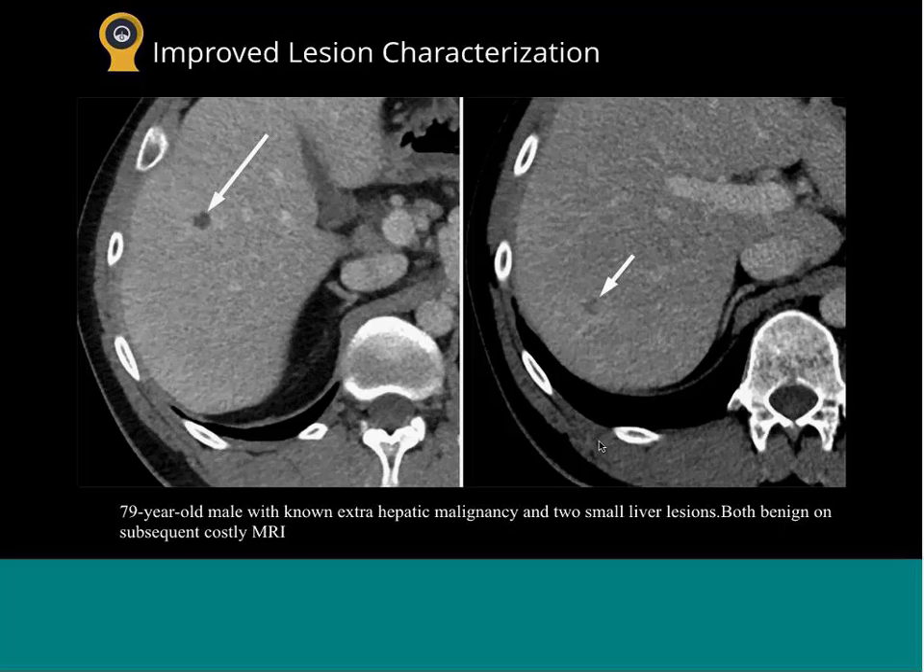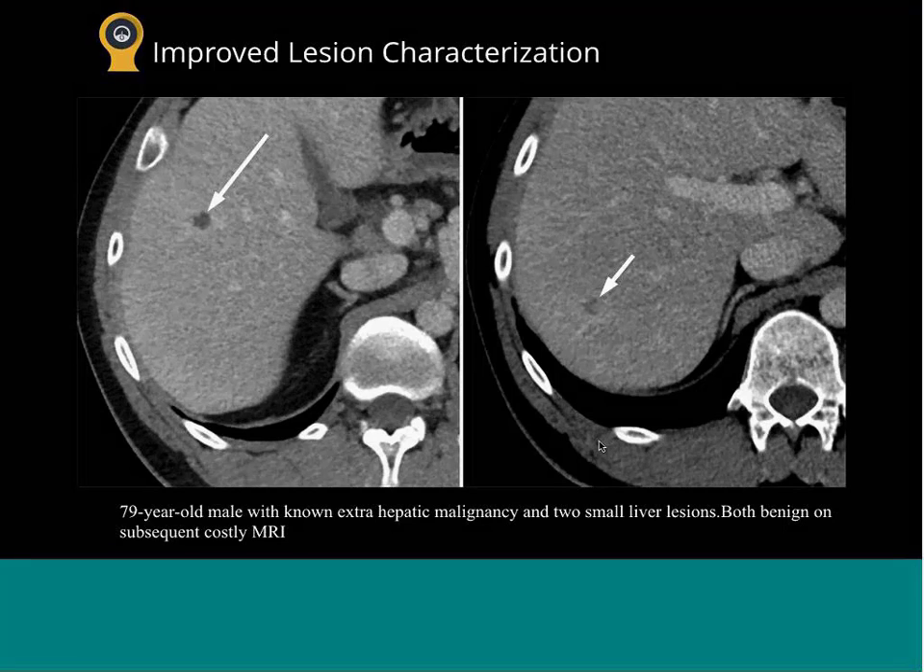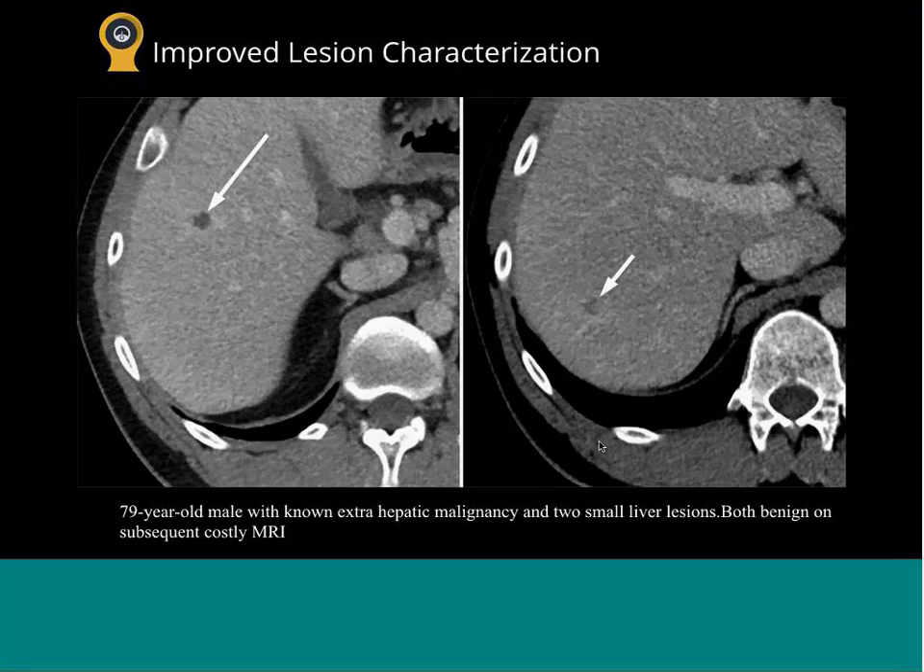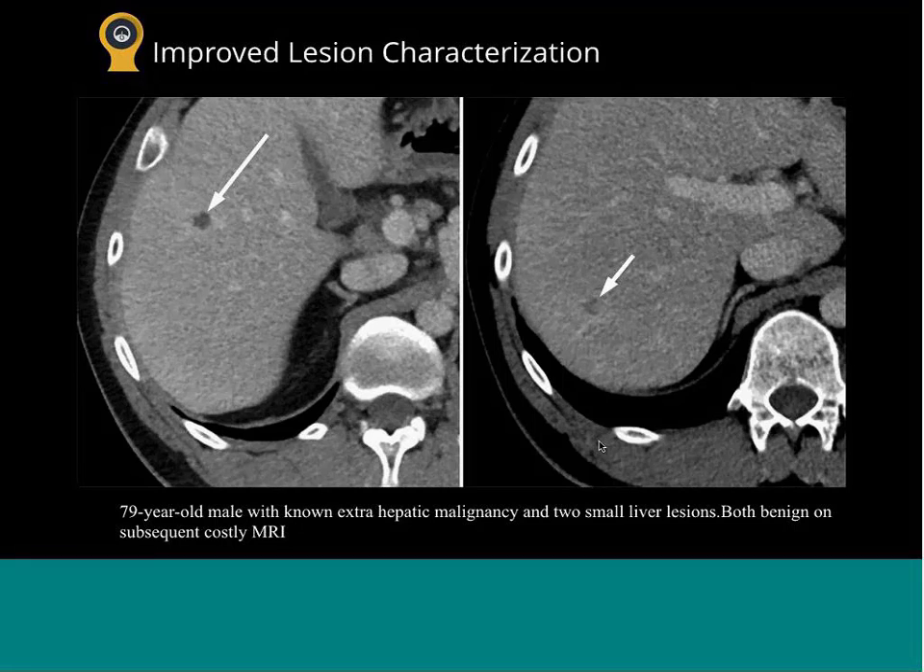So dual energy CT can actually help. This is a 79-year-old male with a known colon cancer and has 2 of these small lesions. The patient was scanned for the first time. There's no prior imaging, so we have no idea if this thing is stable. And the radiologist says, I don't know what these are. The patient has colon cancer. Before they can get treated for their colon cancer, i.e. go and get a colon resection, we need to make sure these are not met.